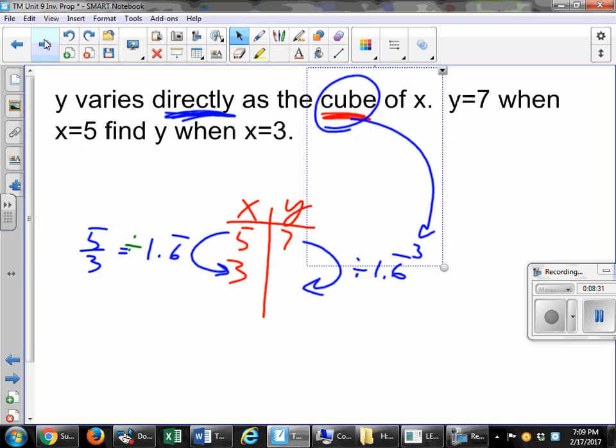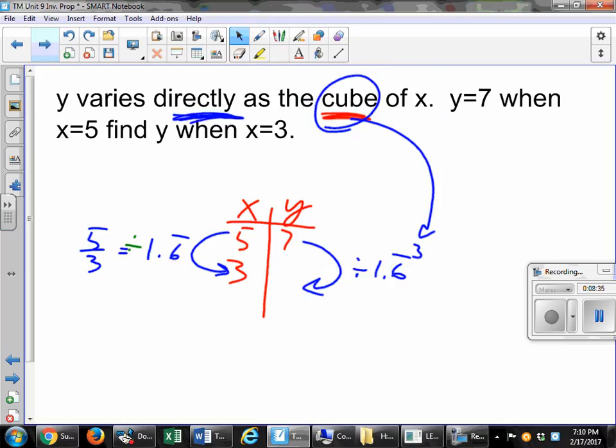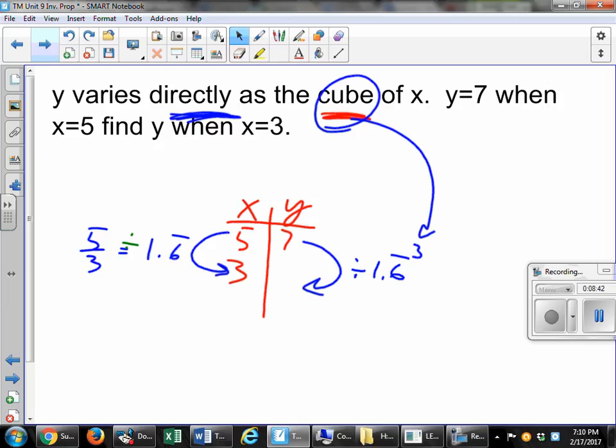Or on this example, this one I said direct. So if this one gets divided, the other side's going to get divided. But you got to go back and take a look and say, is it going to be squared or cubed?